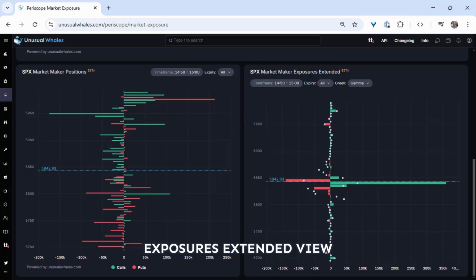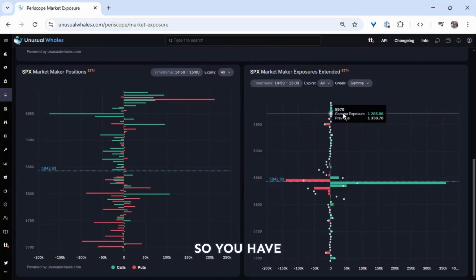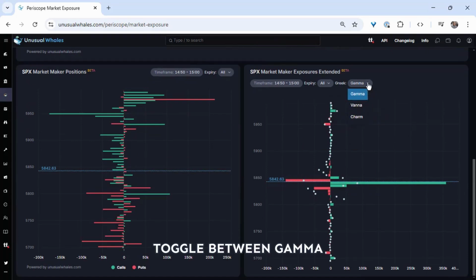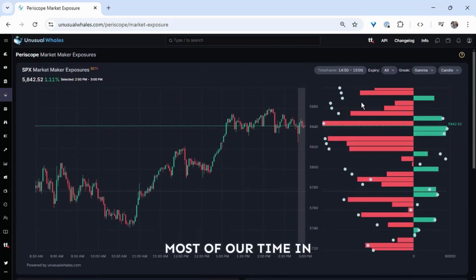The market maker exposures extended view is a taller version of what we're going to talk about up here. So you have a little bit more range to look at for the Greek of interest. You can toggle between gamma, vanna, or charm. And once again, you can select the expiration that's of most interest, or you can look at all of them at once by clicking on all. We're going to spend most of our time in this session, though, talking about the market maker exposures plot at the top of the screen.